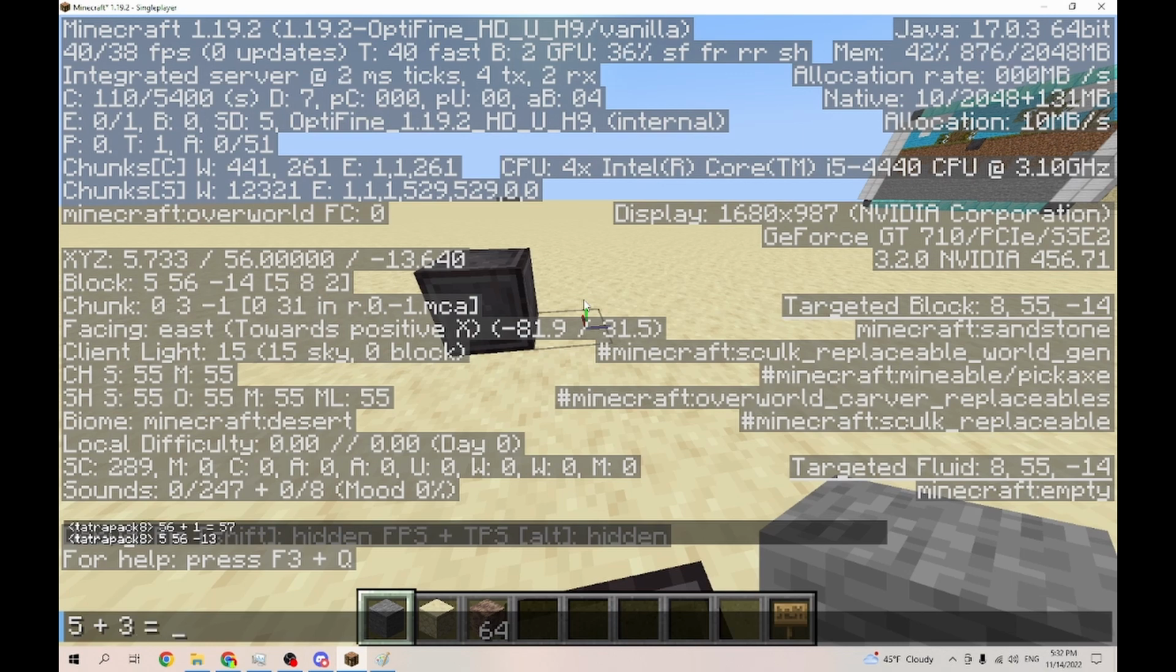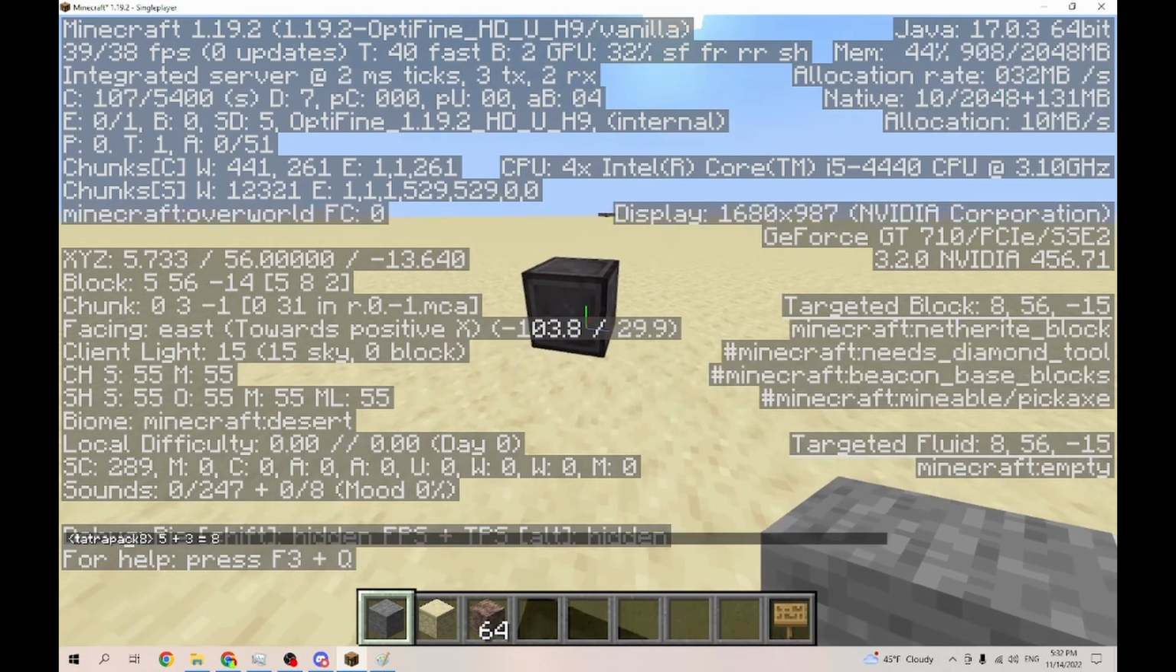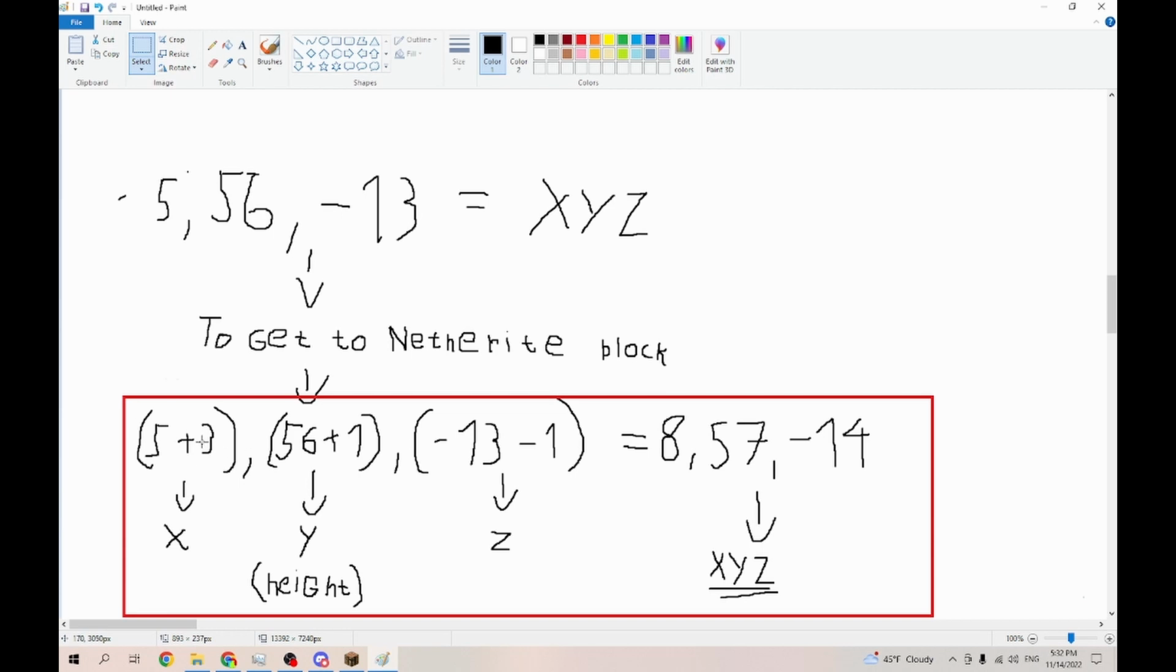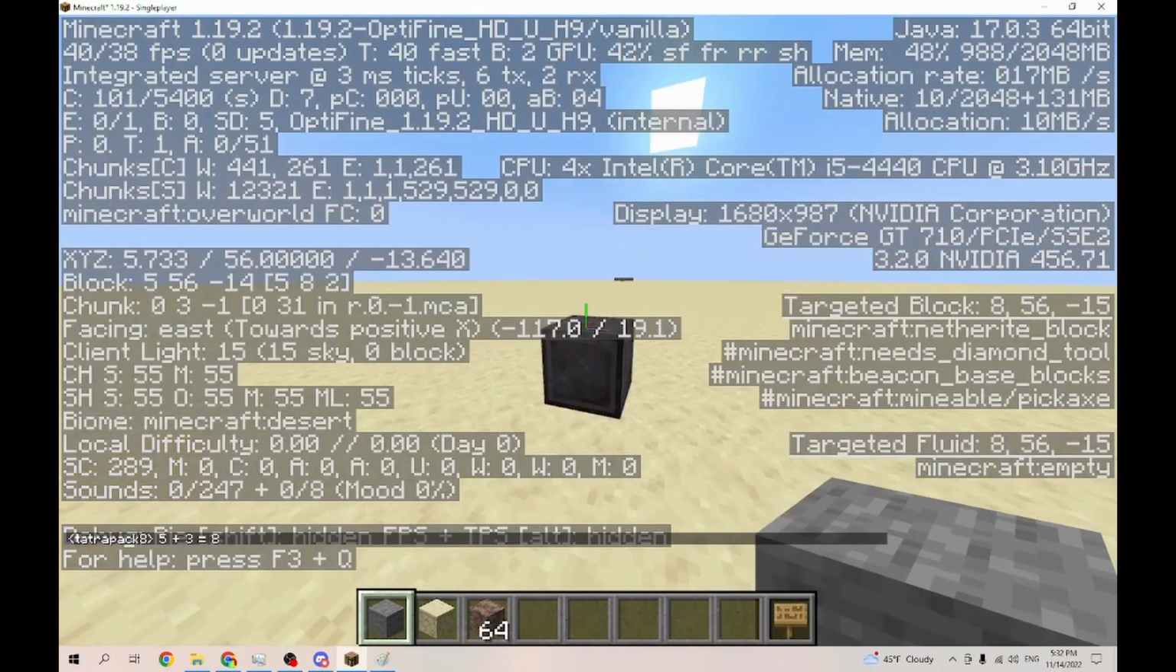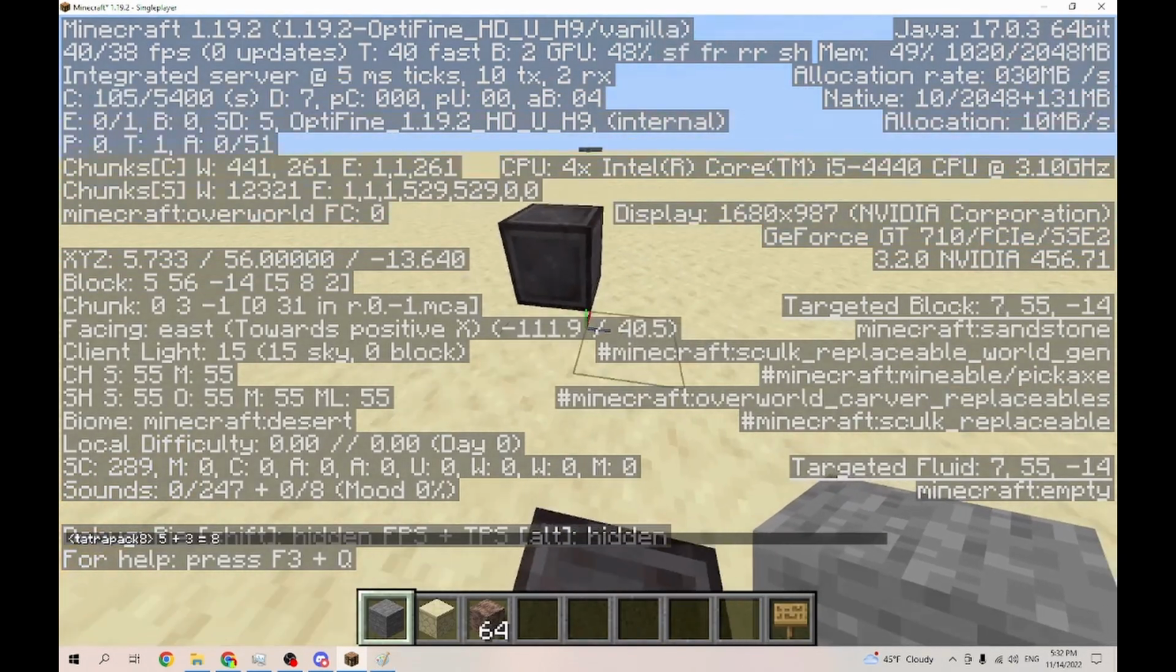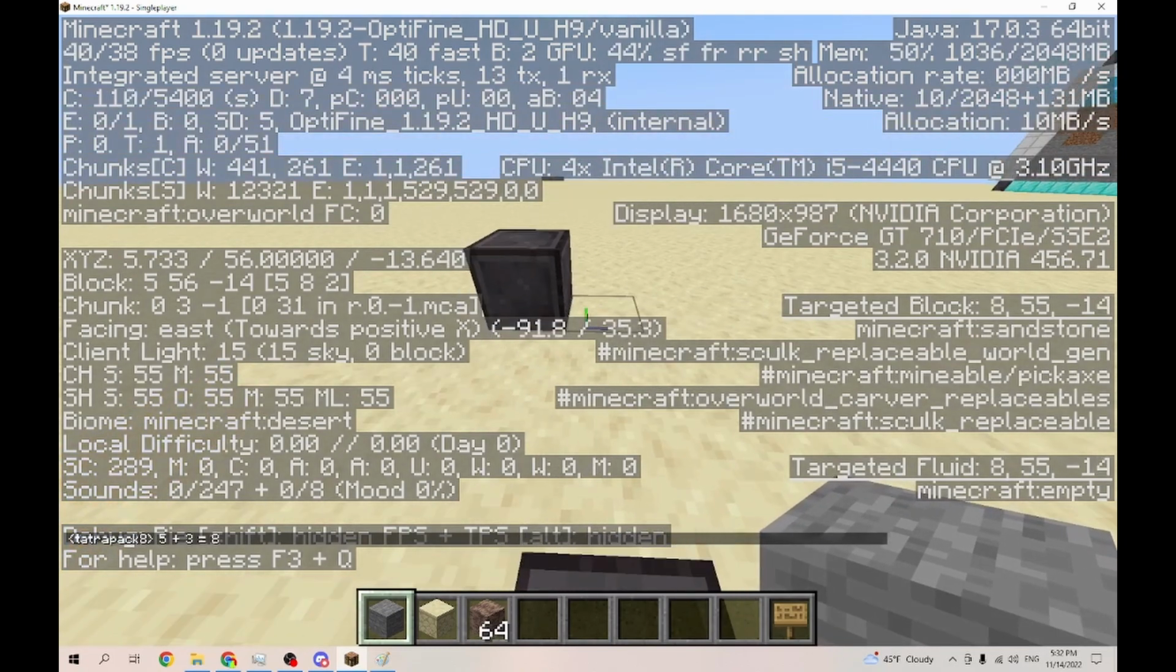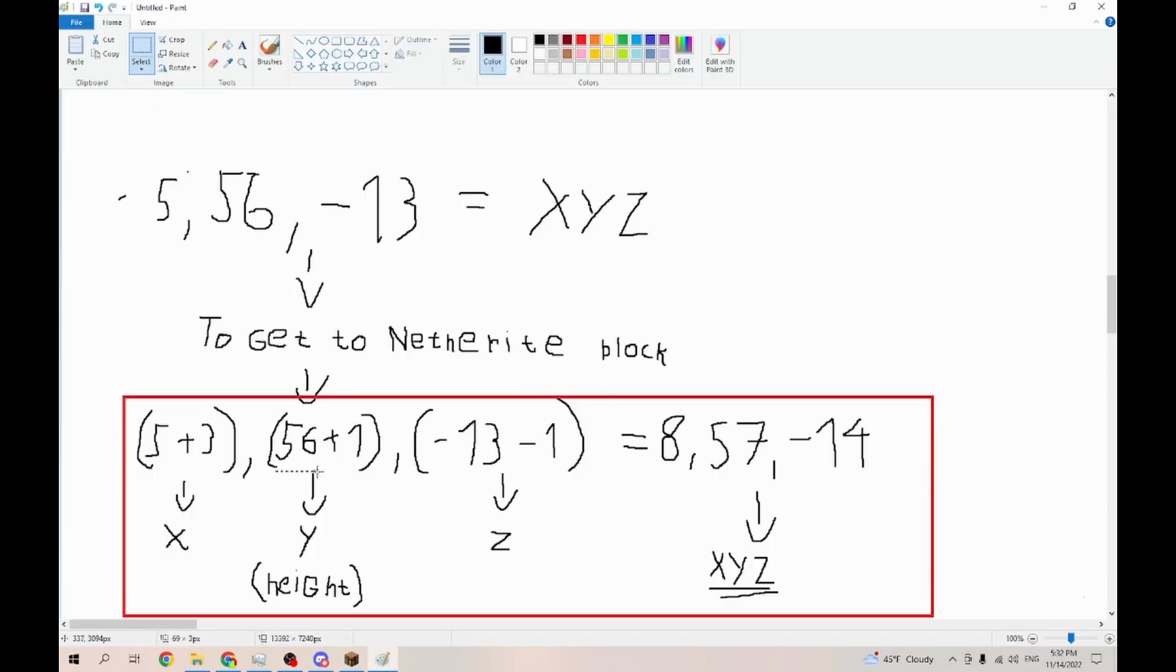Well, now that's just simple maths all of a sudden, right? So that's 8. I actually got that here as well. So 5 plus 3, that's the x, and it's going to be 8. Now, we also know that it's 1 block up. We're at 56 right now, so that's very simple math. We get 56 plus 1.